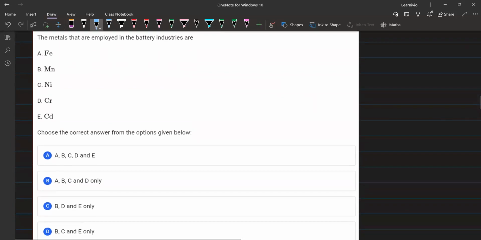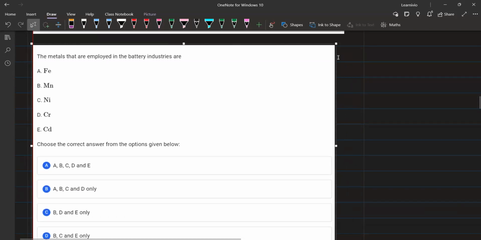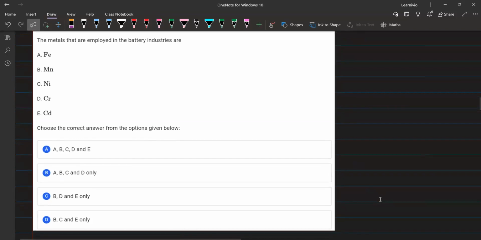The metals which are employed in the battery industries are. I mean, you cannot literally prepare for this. You can just read the NCERT once, the d and f block. This question will obviously not be repeated, but questions like this can come. That means you also have to look at the uses of d and f block elements, which you have to read at the end of every chapter. Applications of d and f block.